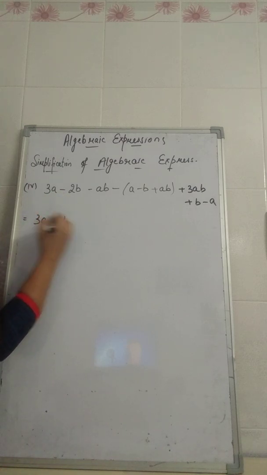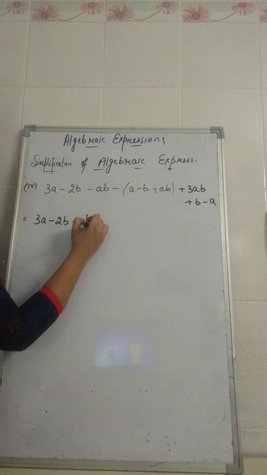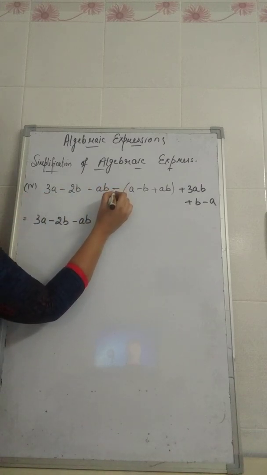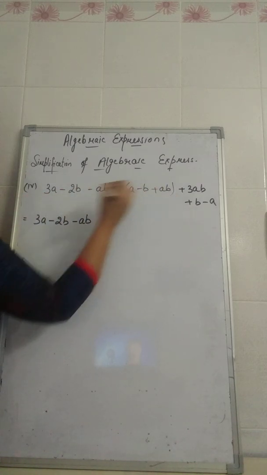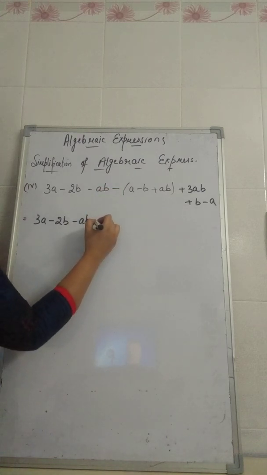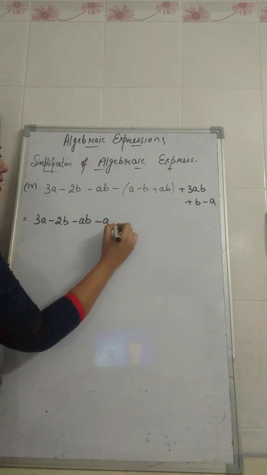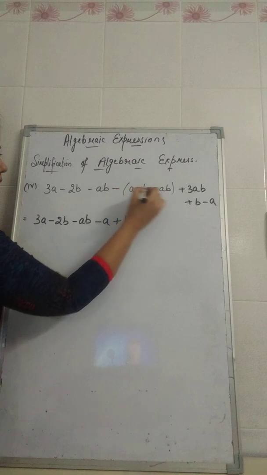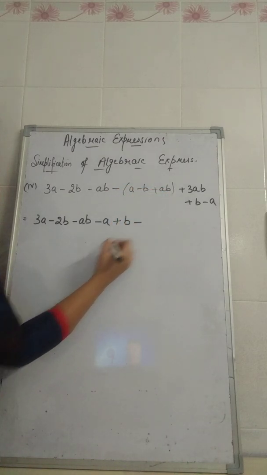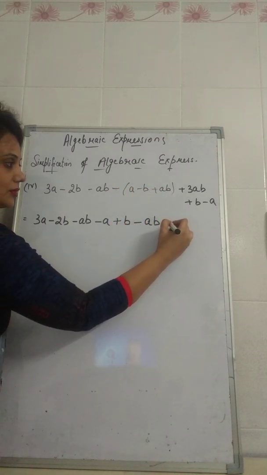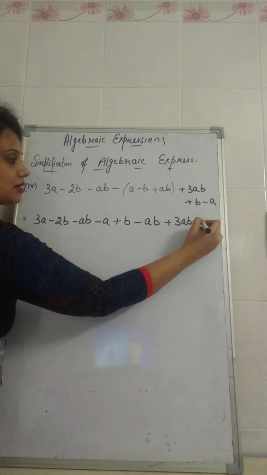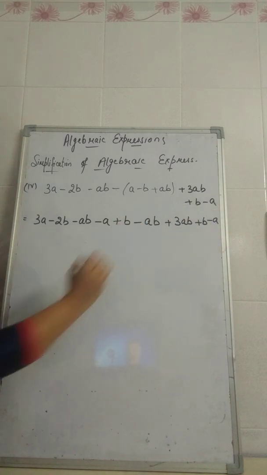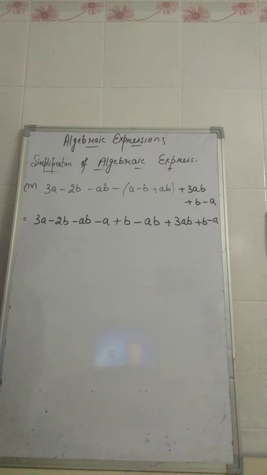3a minus 2b minus ab. Now this minus sign will multiply with each of the terms inside the bracket. So minus a, minus times minus is plus b, minus times plus is minus ab, plus 3ab plus b minus a. Right? We have opened the bracket. Now see the like terms.